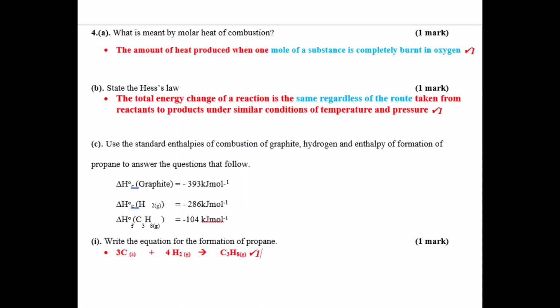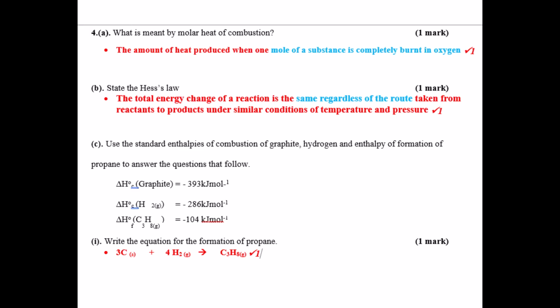Question number 4, what is molar heat of combustion? Molar heat of combustion is the amount of heat that will be generated when 1 mole of a substance completely burns in oxygen. Hess's law is that the total energy change for a reaction is the same regardless of the route that the reaction takes under the same conditions of temperature and pressure.